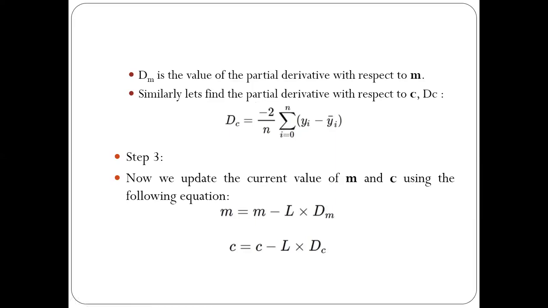In step 1, we assign the values for the constant coefficients, and in step 2, we find the value for dm and dc. In step 3, we need to update the values of m and c. In order to update the values of m and c, we consider this formula: m is equal to m minus L into dm, and c is equal to c minus L into dc, where m is the current value of the coefficient. Here in step 1, it is considered as 0, and L is the learning rate, and dm is the value of the error function after it is partially derived with respect to m.